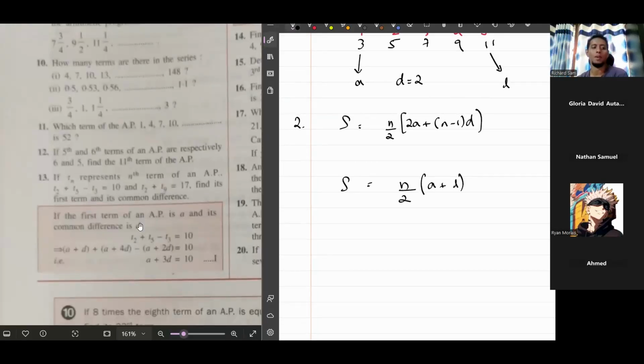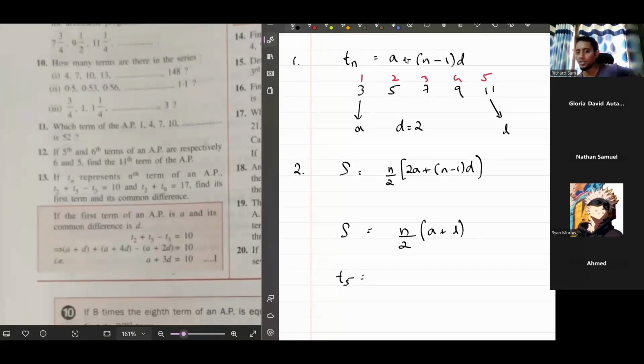Okay, if Tn represents nth term of an AP, and they've given an equation here that is T2 plus T5 minus T3 is equal to 10. So for this, we need to understand how do we represent any term. For example, how do we represent the T5 term? If you substitute in this, A plus (n minus 1)D, so 5 minus 1, 4. So T5 is written as A plus 4D.